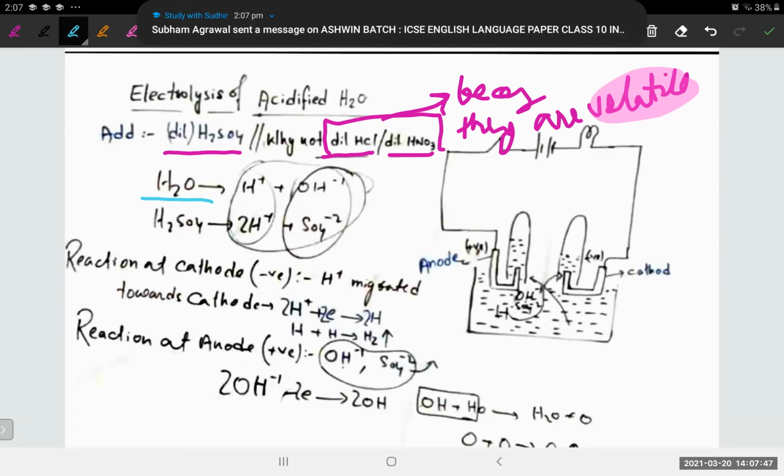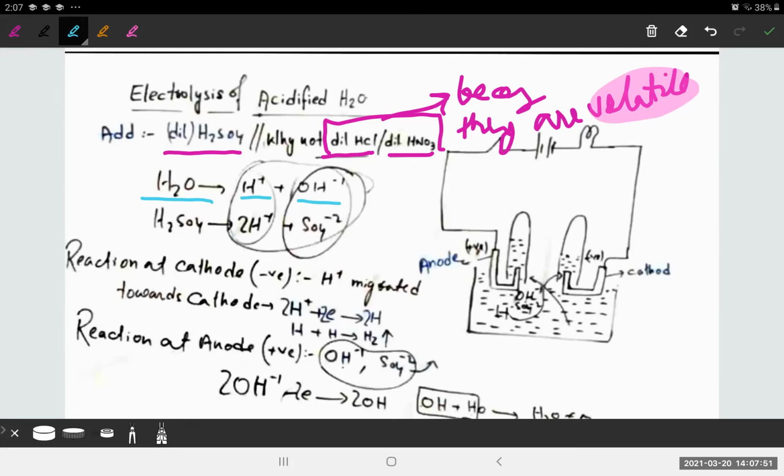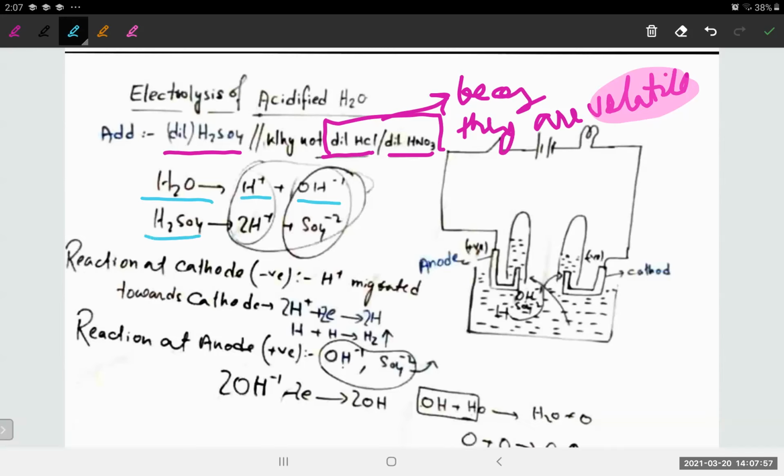So let's see what will happen when we take water. Water is actually H plus and OH minus, yes or no? Yes. When we add H2SO4 inside water, it will also ionize into H plus and SO4 2 minus. We all know the valencies. Now let's see the reaction at cathode and anode.